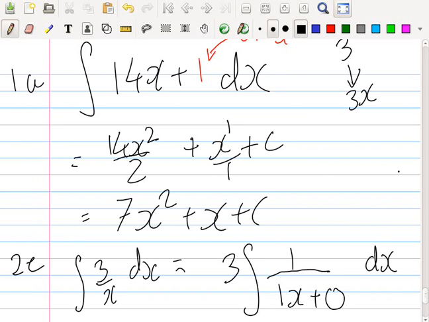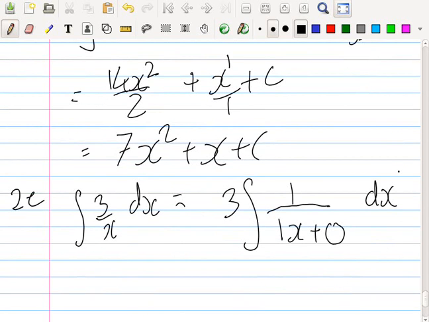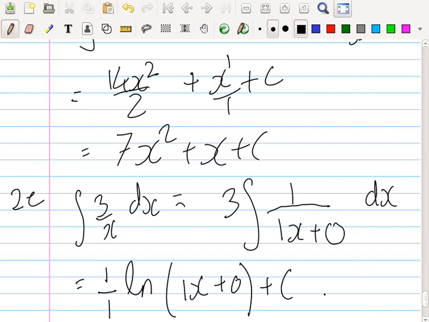And you have this multiplying number in front, which is fine. It just multiplies the answer by 3. So what's the antiderivative here? What's the rule? It's 1 over a, log ax, which here is 1x, plus b, which is 0, plus c. Or in other words, oh, and don't forget there's a 3 multiplying your answer as well.